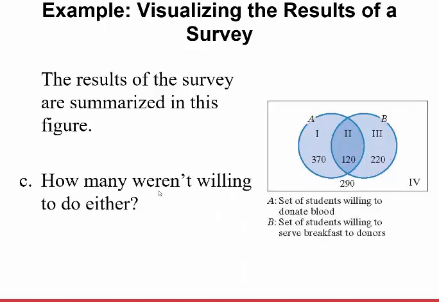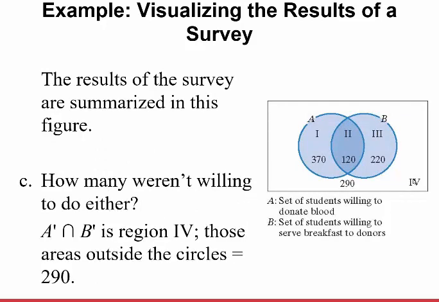All right. How many weren't willing to do either? Okay, well, that's just region 4, the outside. Those are the people who are not willing to do either. So that's just 290. So I also have here the set operations to find these regions, but I actually find it's a little bit easier just to do it intuitively, right? Like how I've been doing.